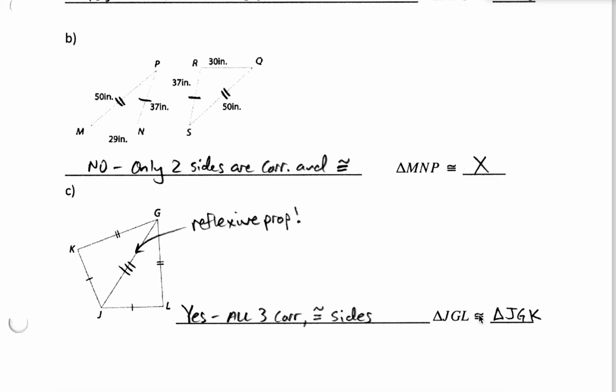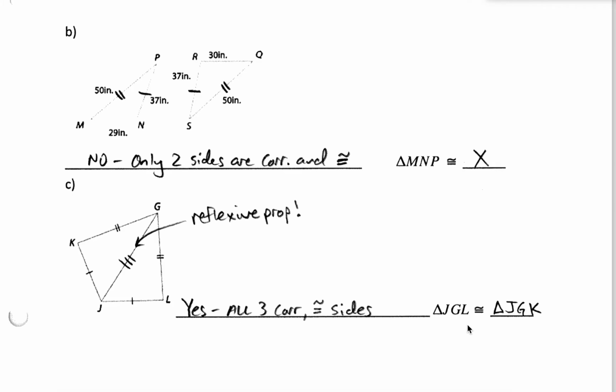This example is a little easier because J and G are the exact same on both triangles, so they must correspond to each other in the same order. And so the only thing left over is the K corresponding with the L.